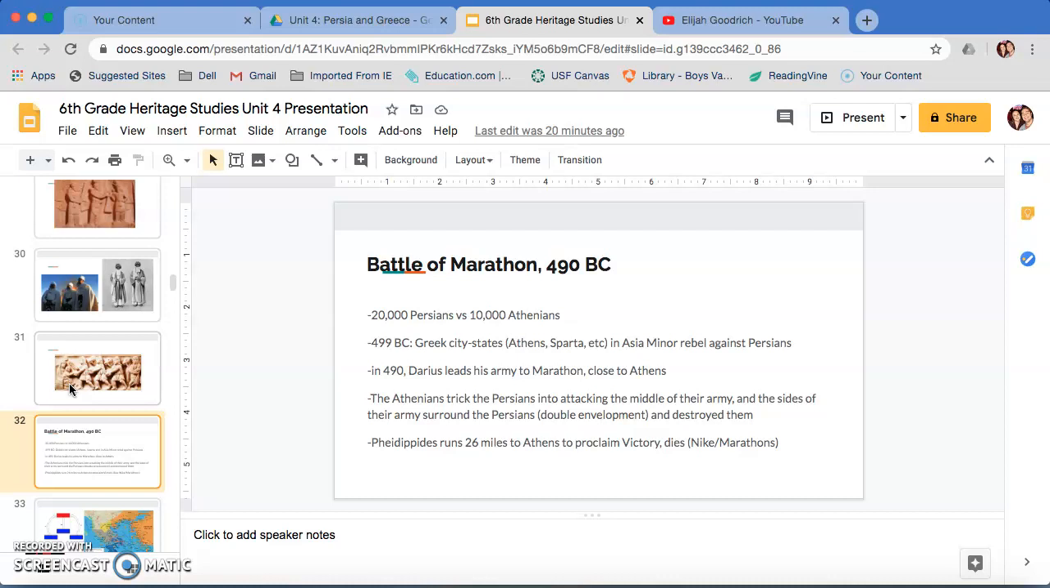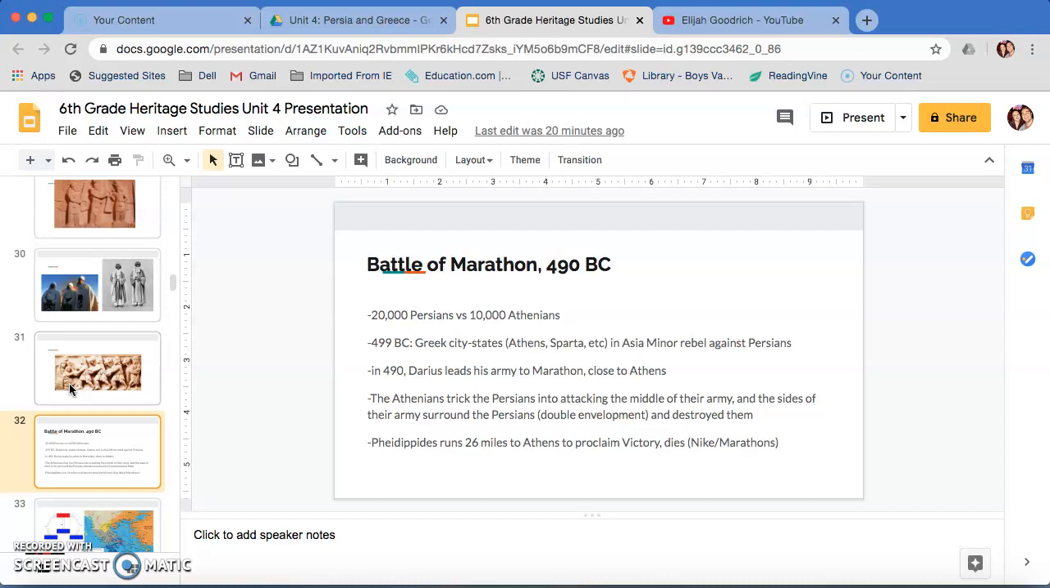20,000 Persians versus 10,000 Athenians. Conflict starts off in 499 BC with the Greek city-states Athens, Sparta, Ithaca, Knossos, some of the more prominent ones in Asia Minor, rebelling against their Persian overlords, trying to gain their independence again. In 490, Darius the Great would lead his army to Marathon, close to Athens, in an attempt to put out this rebellion once and for all.